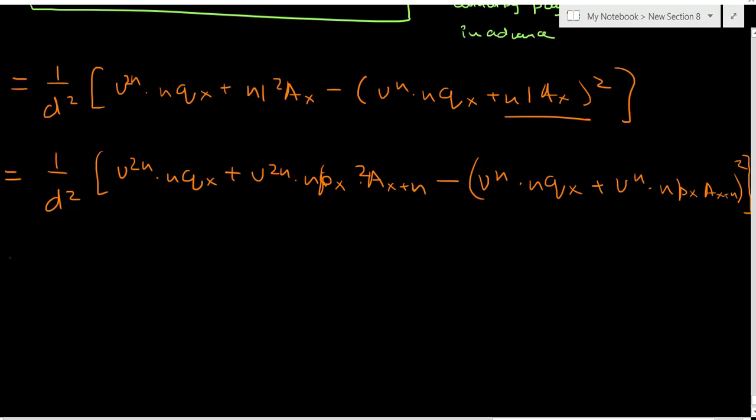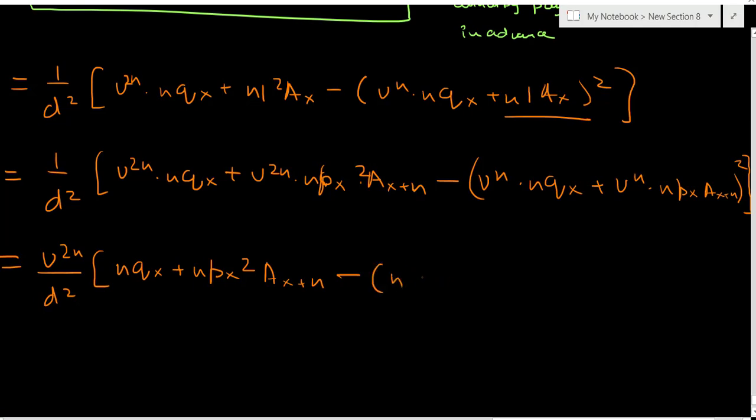Okay, the next thing they did was they took out of this entire expression v to the power of 2n common. Okay, so v to the power of 2n upon d square, and this I've got nqx plus npx into, this stays the same, 2ax plus n. I just took out v to the power of 2n common out of this, minus as this whole thing is squared, if we take v to the power of n out, it becomes v to the power of 2n. Okay, naturally. So this is just nqx plus npx into ax plus n. So yeah, they have written this formula in this form, but you don't need to. There is actually no point to this. Okay, there is really no point.